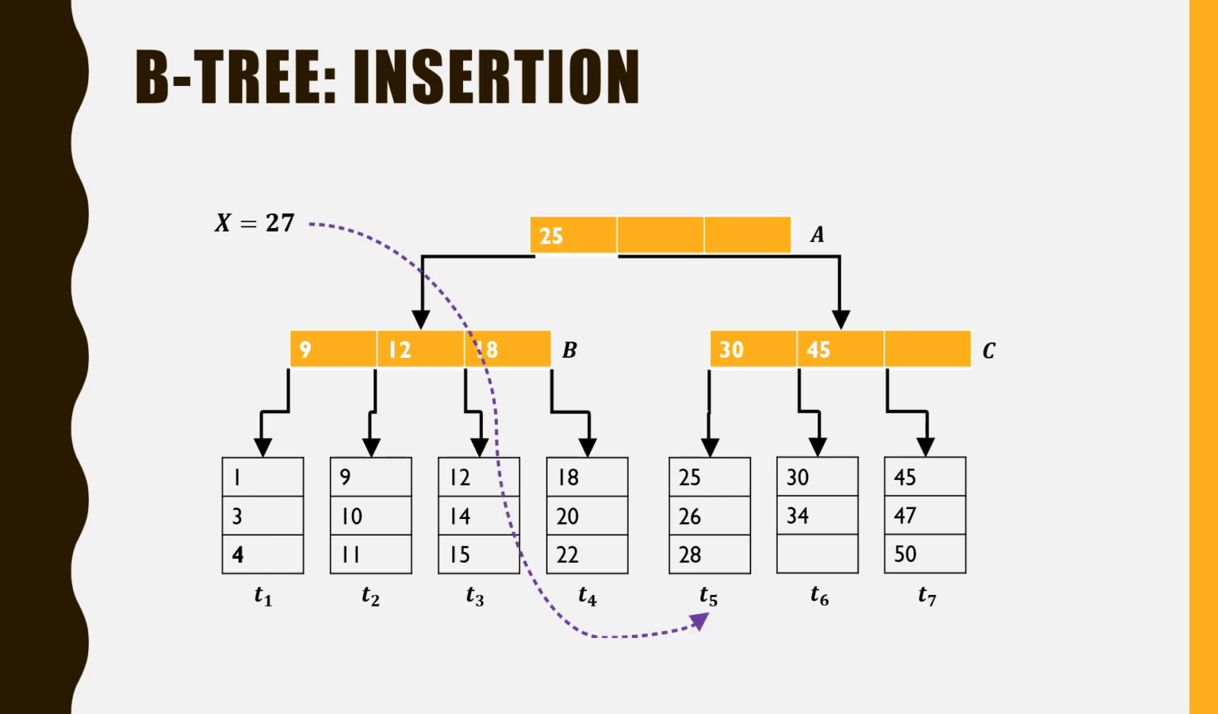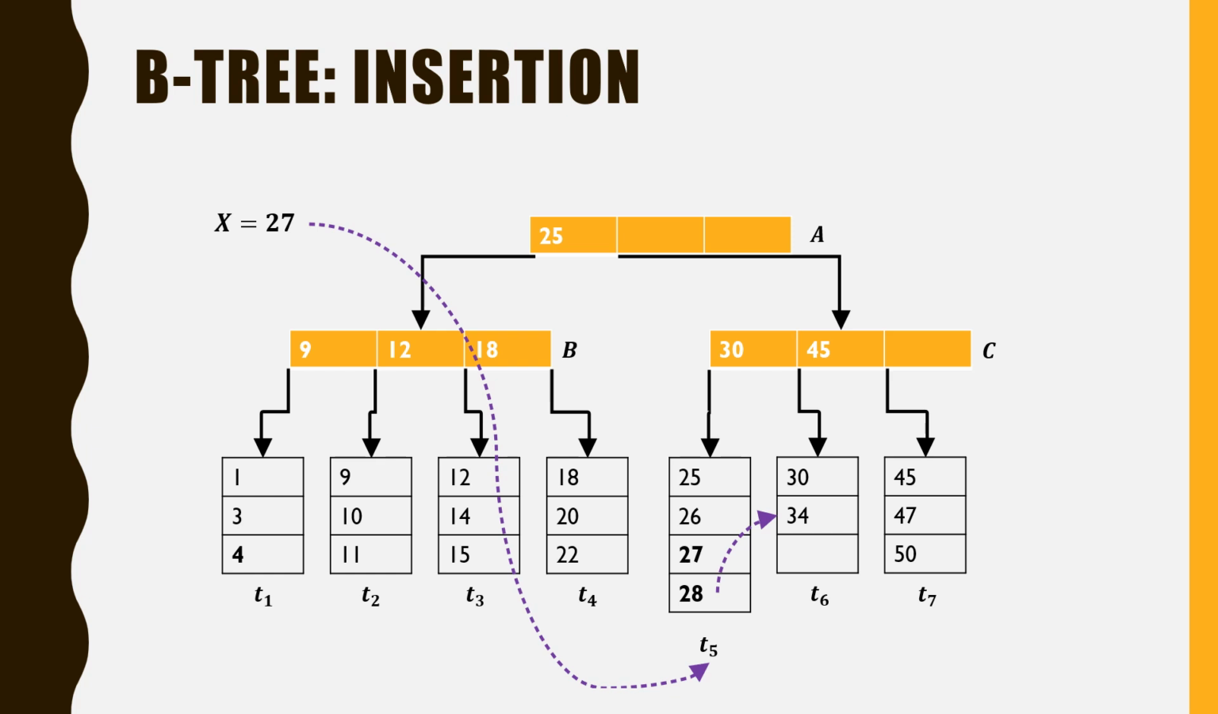Suppose we continue to insert a new data element, 27, into the B tree. Following the tree traversal rules, we determine that the new element 27 should be inserted into the leaf node T5. However, we find that T5 is already full and has no empty slot to accommodate the new element. In this case, we attempt to push one element from the current leaf node T5 to one of its neighboring leaf nodes.